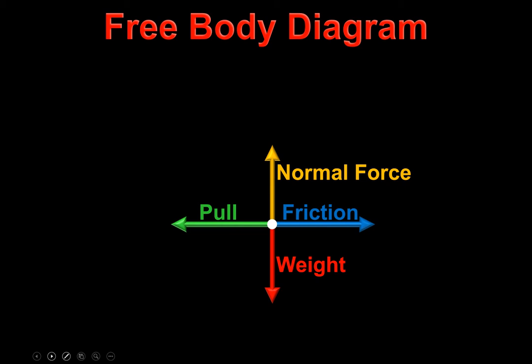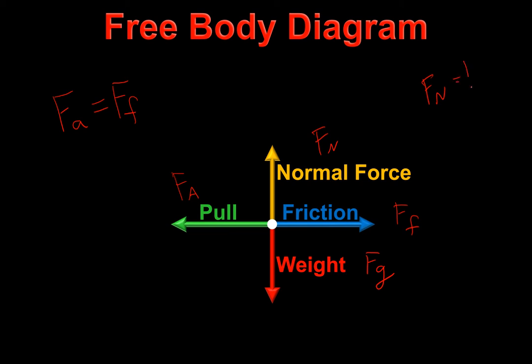So the free body diagram in this case would be your weight or force of gravity, your force of normal, your force of friction, and your force applied or force of pull. In this case, your force applied equals your force of friction, so they should be the same magnitude, and your force of normal equals your force of gravity. So again, they should be the same magnitude. Magnitude just means length of the vector.